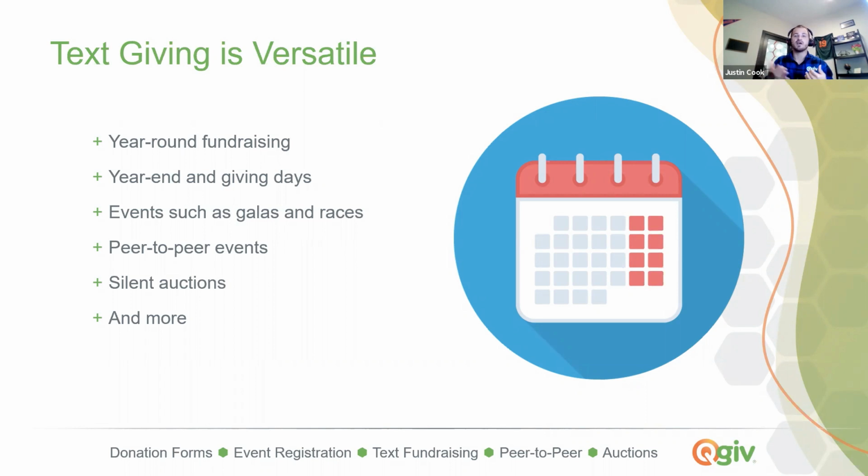Text giving is there to help your organization raise the funds that it needs and engage donors to raise more funds. You can also utilize it in your peer-to-peer events. Not only can your organization use it to reach out to potential participants to work with your organization to raise funds on your behalf, you can also enable your participants to use text giving as well through Qgiv's peer-to-peer platform. So not only will you be able to raise funds through text giving, your participants will also be able to raise funds for your organization through text giving as well.